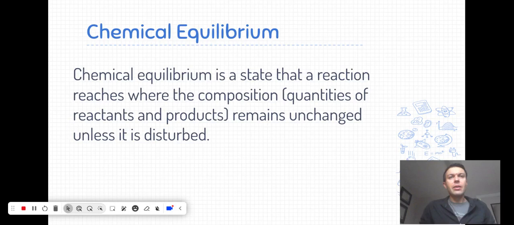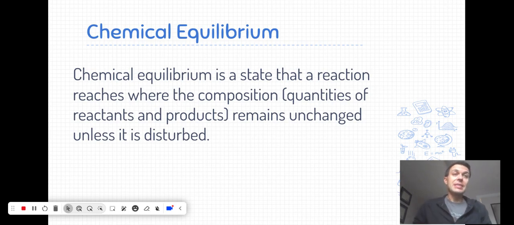maintained. You've probably heard the word equilibrium in other subjects or in just everyday common language before. Chemical equilibrium has many of those same characteristics. However, chemical equilibrium is really referring to a very specific phenomenon when it comes to chemical systems.